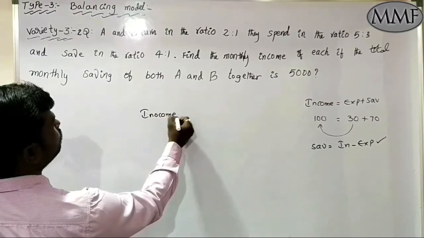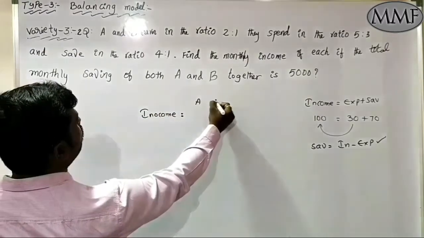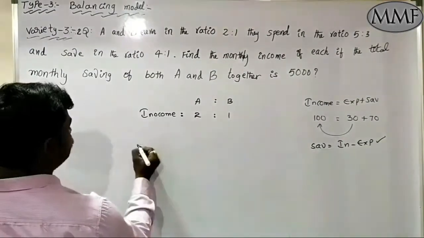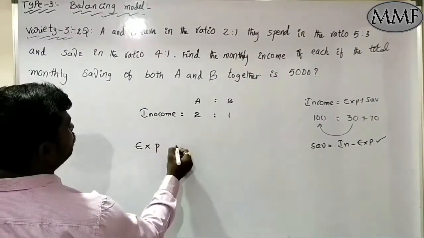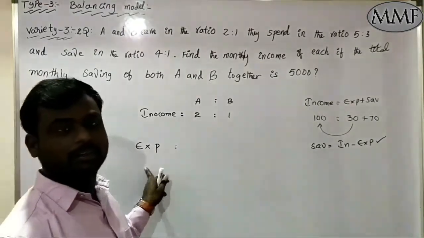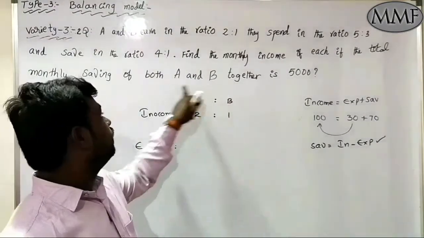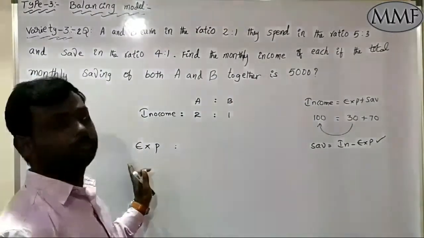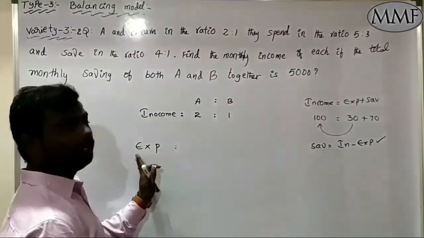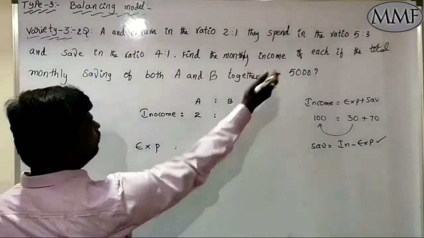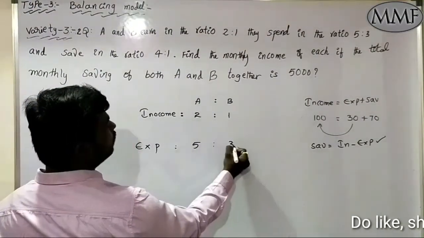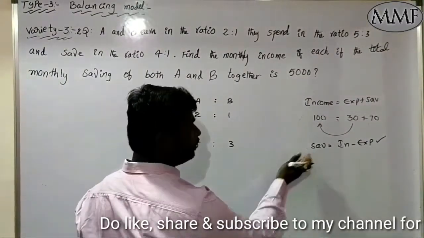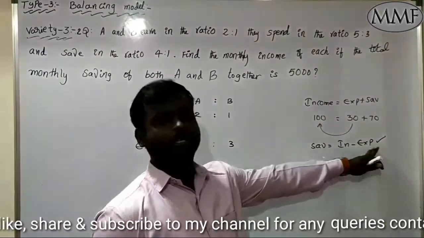The income of A, B are in the ratio 2:1. The expenditures of person. Why I am writing expenditure, not writing saving? Because I know the saving of both the persons is 5,000. That's why I am writing expenditure. Clear? Now, what is expenditure? Are in the ratio 5:3. Clear or not? Yes. But what is the saving ratio is given? I know saving is equal to income minus expenditure.